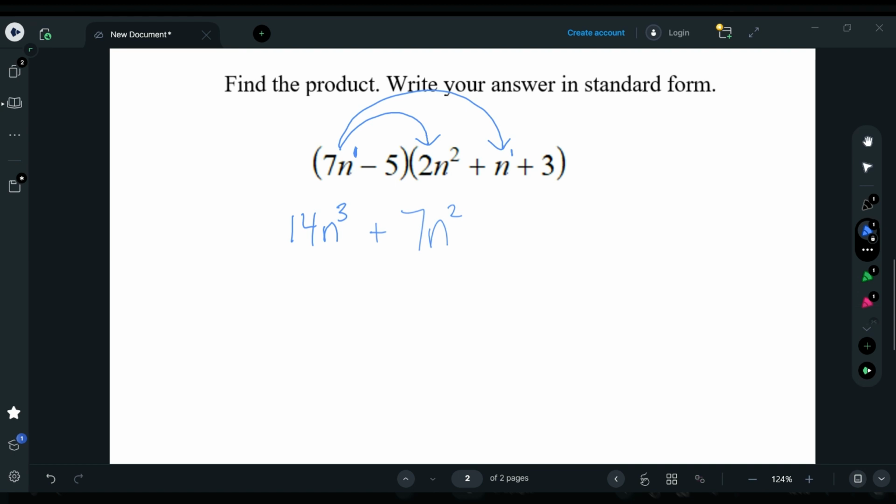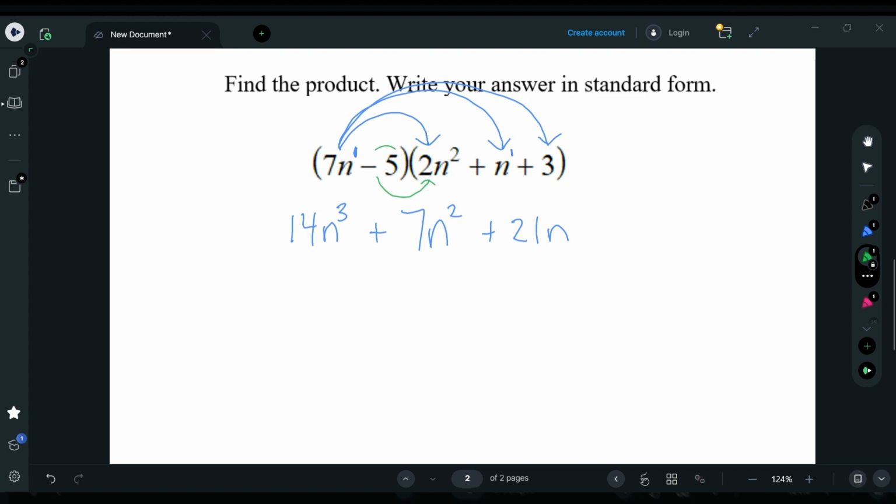And now the 7n has to be distributed to the last term in the trinomial. 7n times 3. 7 times 3 is 21. And that's just going to remain an n. Okay, now we need to distribute the next term, which is a negative 5. Negative 5 times 2n squared.